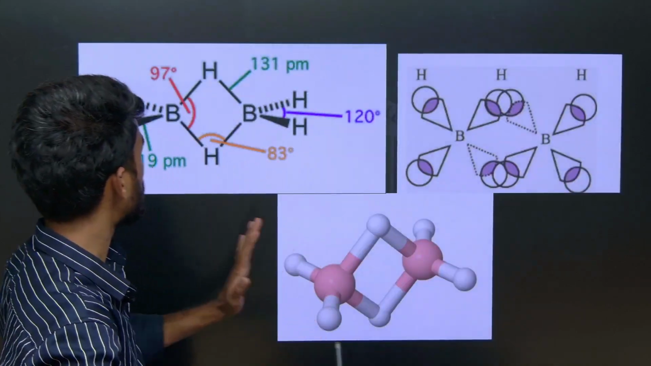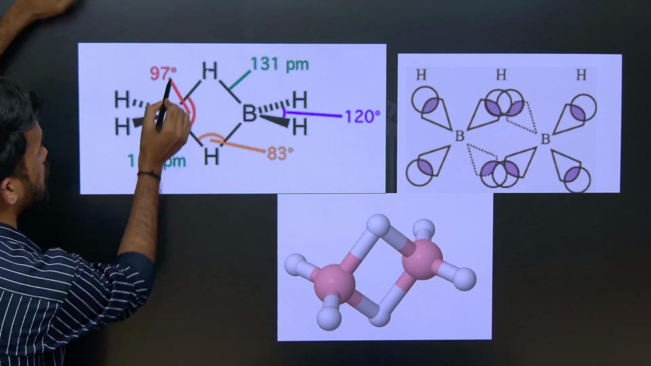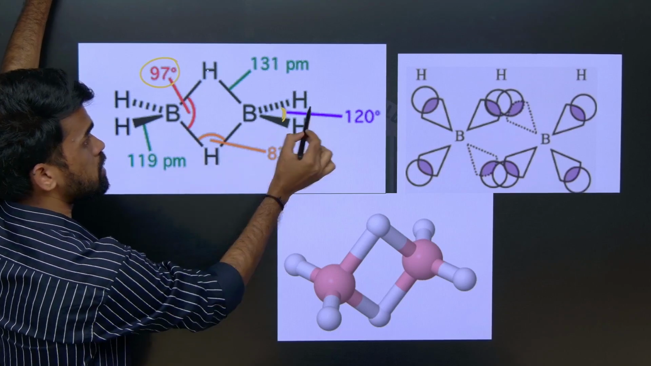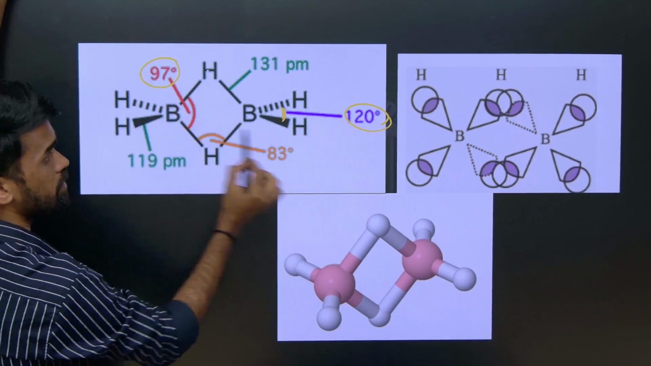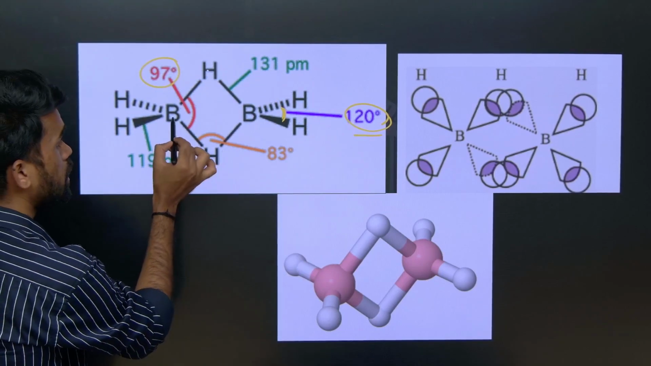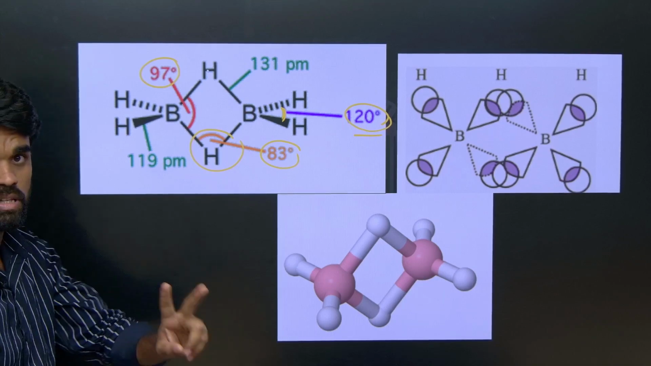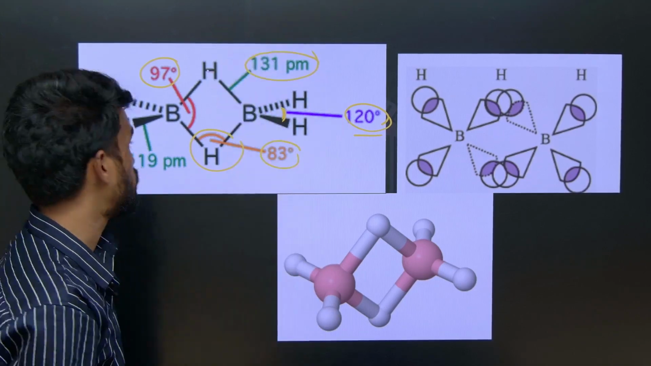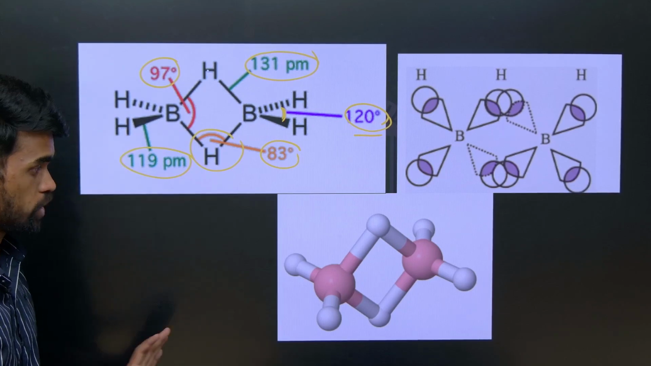Let's have a quick look again. What is the internal angle here? The internal HBH bond angle is 97, you can remember, and the terminal, external HBH angle is 120. The bridge bond angle is 83 degrees. I told you there are two types of bond lengths. For bridge bonds it is 131 picometers, and for terminal BH bonds it is 119 picometers.